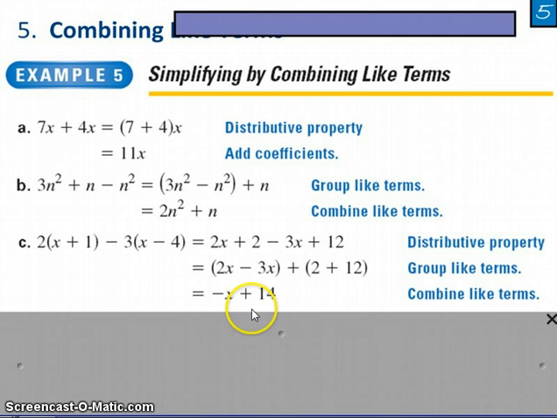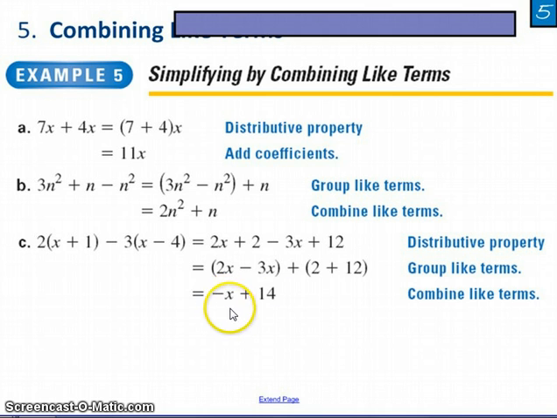2 plus 12, 14. You have to stop here because these two terms don't have anything in common, and don't have enough in common. They're not like terms, and I can't say anything more than that. So that's your final answer to that one.